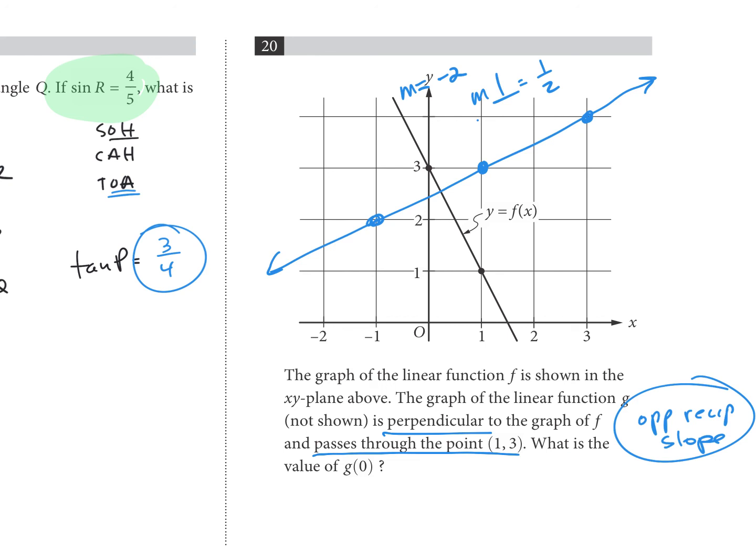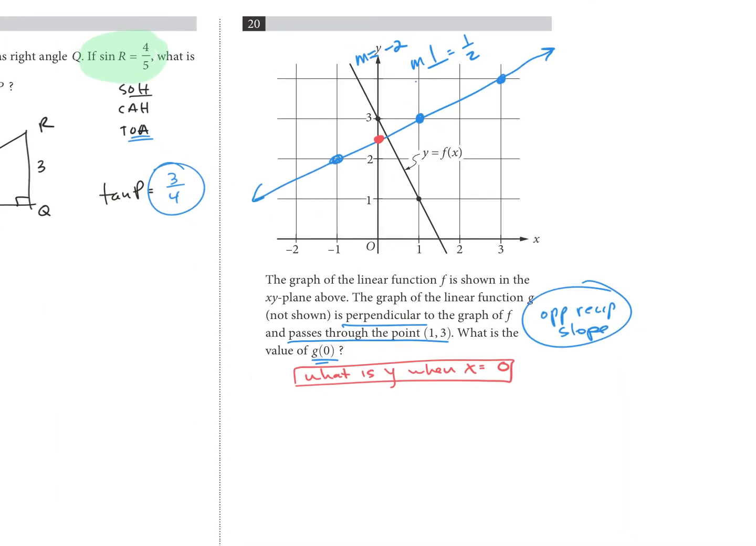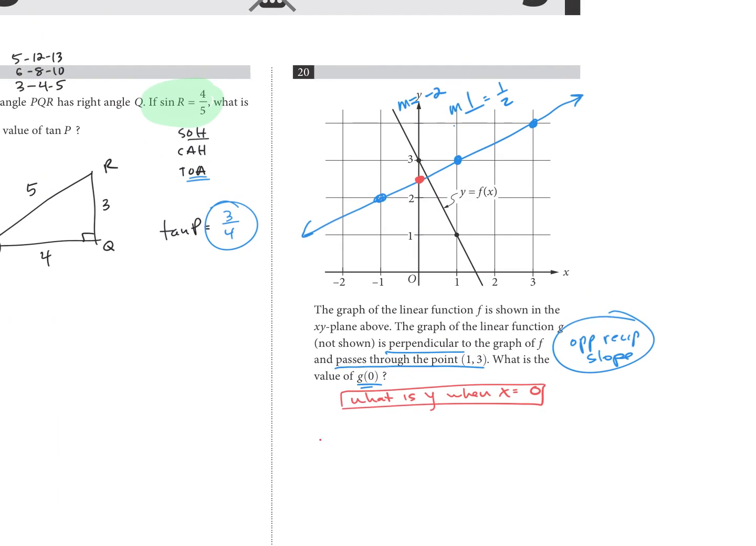So then the question is, what is g of 0? Another way to say that is, what is y when x equals 0? For the blue graph that I just drew, the y value when x equals 0 looks like about 2.5. If I'm pressed for time, I'm going to write answer 2.5. Call it 5 over 2, whatever you want to call it. There's a couple ways to write it: as a fraction 5 over 2, or as 2.5.